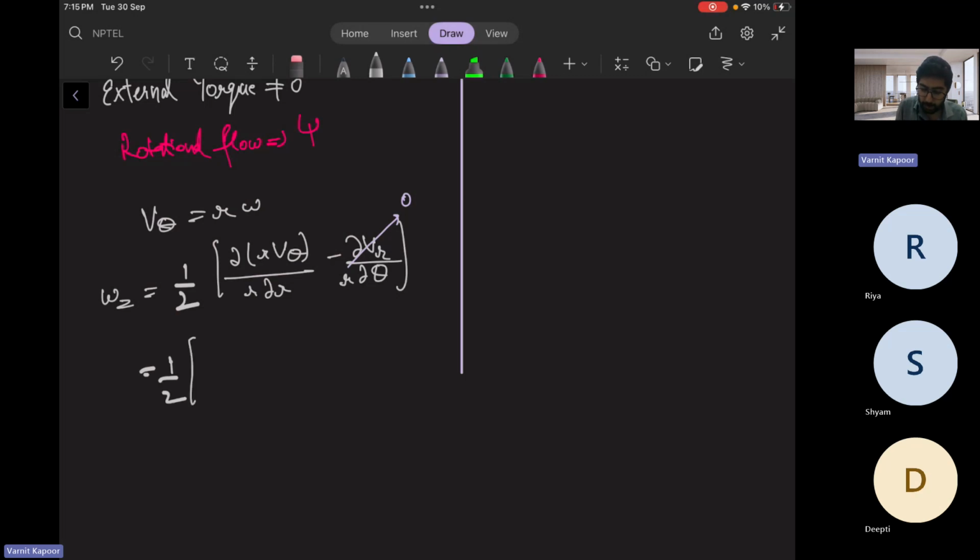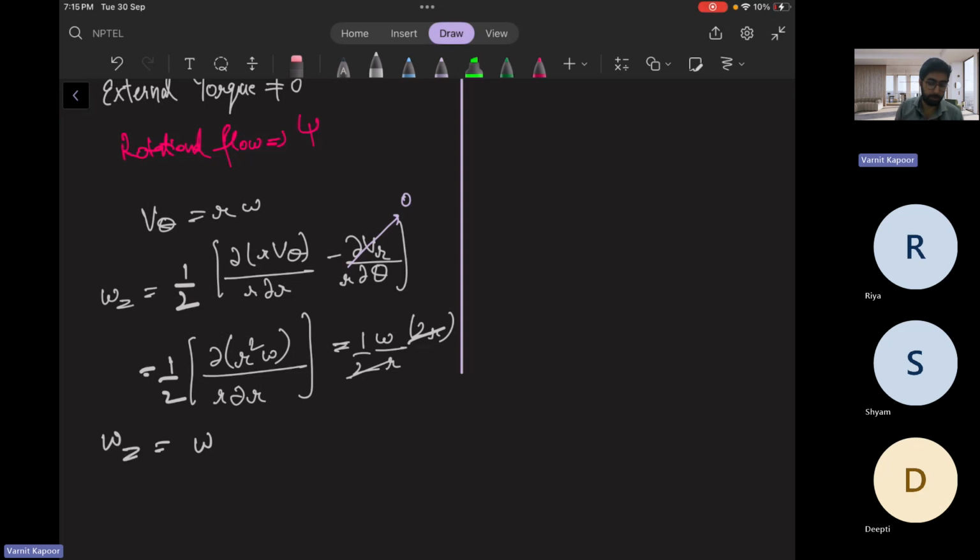Whereas V theta is r omega. So this is (1/r) dou of (r square omega) by dou r. If you differentiate, omega is constant, since the system moves with constant angular velocity. Let's take omega out. Dou r square by dou r is 2r, so the 2r cancels out, and you are just left with omega. So omega z is nothing but omega.